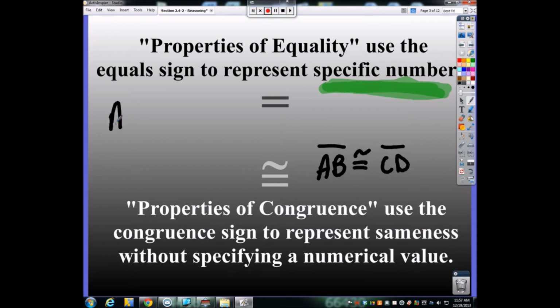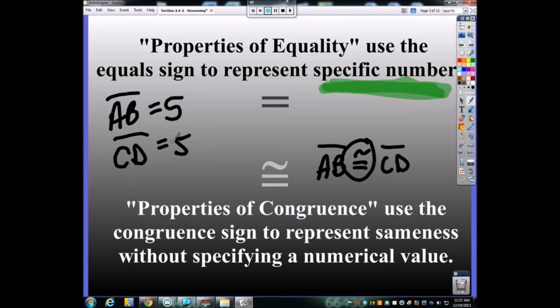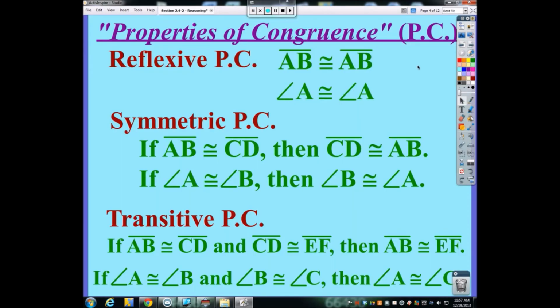If I said that AB is equal to 5 and CD is equal to 5, well, that's why I'm using the equal sign here, is because I'm referring to them as numerical values, 5 and 5. Okay? So when no numbers are involved, you're typically going to be using the congruent symbol. When you want to refer to numbers, use the equal sign. So there are three properties of congruence, and they're just our reflexive, symmetric, and transitive. There's not really addition, subtraction, multiplication, division properties of congruence because we're doing algebra, which is all of equality. So these are the only three congruence properties.